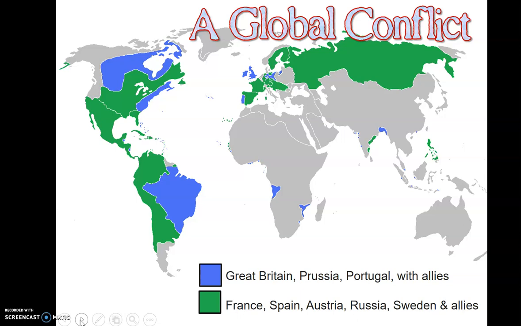On this map, the blue represents Great Britain, Prussia, which we know today as Germany, Portugal, along with its allies. The green represents France, Spain, Austria, Russia, Sweden, and its allies. You can see the parts where the wars or battles had taken place all across the world, and not just in the United States or Canada, but again, that's where we will be focusing for the remainder of this section as well as the first section. Because it took place in different parts of the world, it was known as the first real World War.